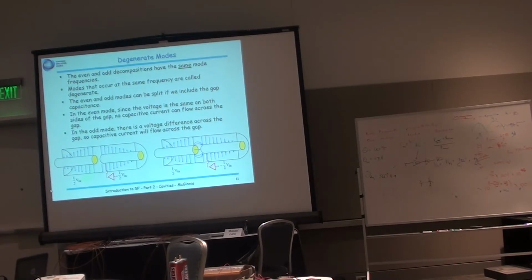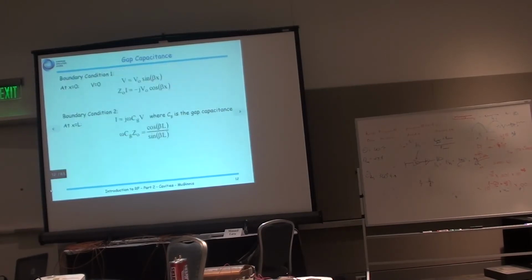We can do that if we include the gap capacitance. The gap capacitance, as you can see, destroys the symmetry. It goes across the gap, so you destroy the symmetry at this point. In the even mode, since the voltage is the same across both sides of the gap, no capacitive current can flow through the gap. If you have this even mode, it's like the capacitor doesn't exist. In the odd mode, there's a voltage difference across the gap, therefore current will flow through that capacitor.